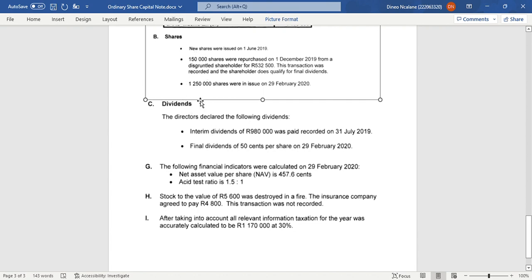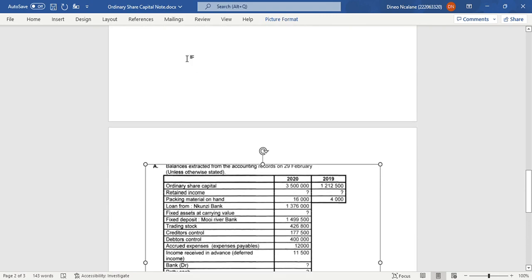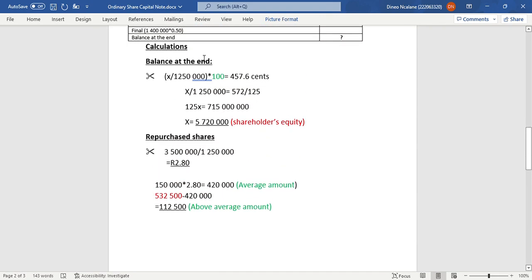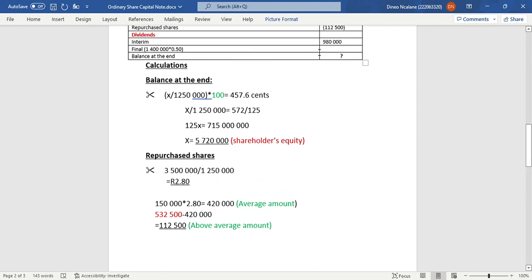So these two shares give us 1.4 million. Then we are going to multiply them with 50 cents, which leaves us with 700,000. Then our total is 1,680,000. Our total for the dividends, 1,680,000.